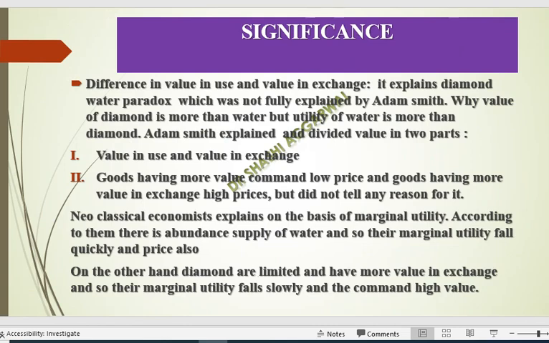Goods having more value in use command low price, goods having more value in exchange command high prices, but he did not explain the reason. The neoclassical economist Jevons explained. According to him, there is abundant supply of water, so we reach the saturation point. So the marginal utility falls quickly and the price also. That is why we pay less price. On the other hand, diamonds are limited and rare. They have more value in exchange because their marginal utility falls slowly, and that is why they command higher value.